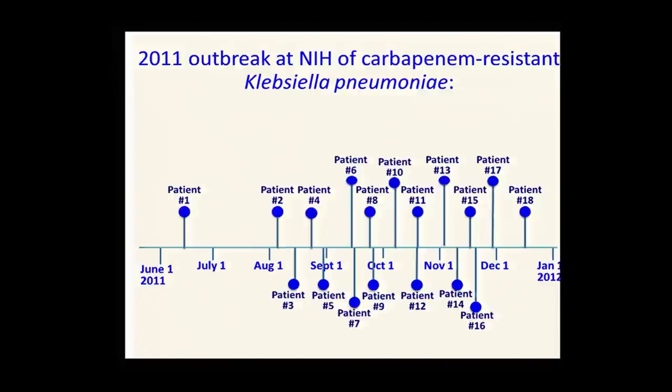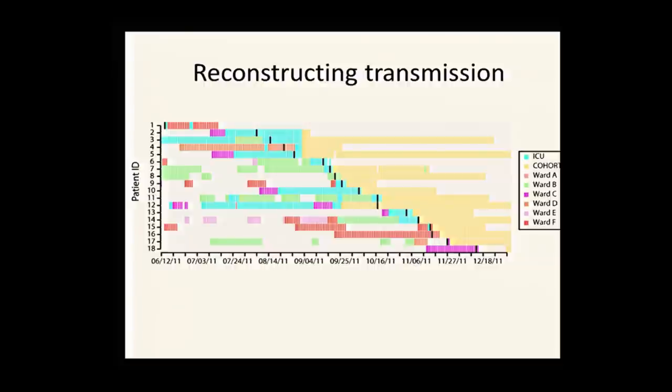I'm going to talk now about closer similarity, and I'm going to focus on the technical side of this. This was a clonal outbreak at the NIH Clinical Center that's been written about, and I'm not going to discuss those elements of it. We have these 18 samples, and we're trying to understand the relationship between them.